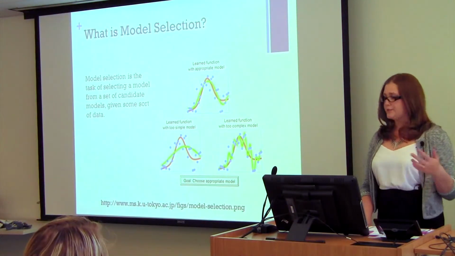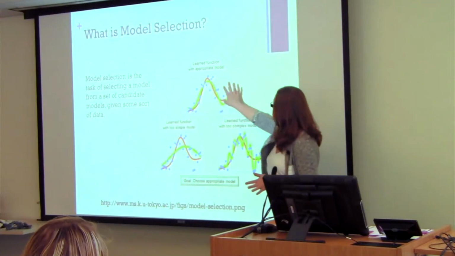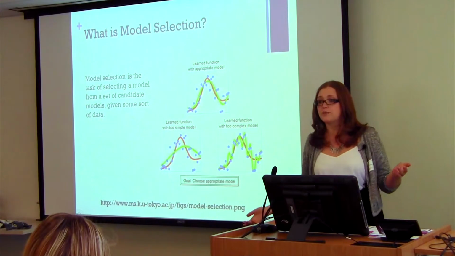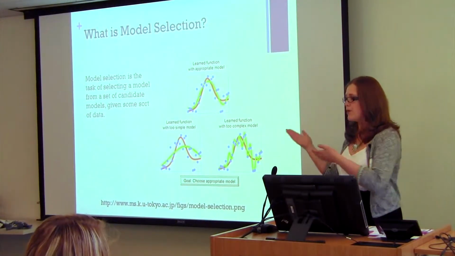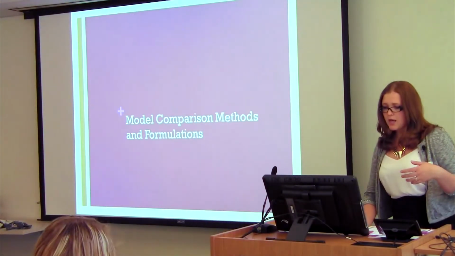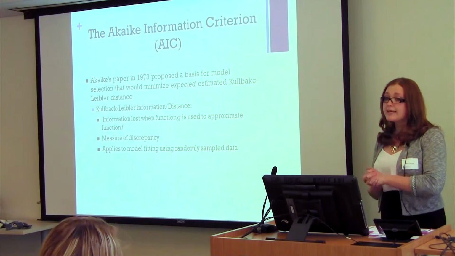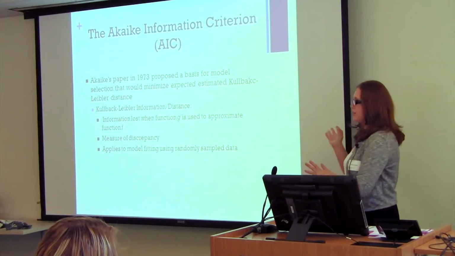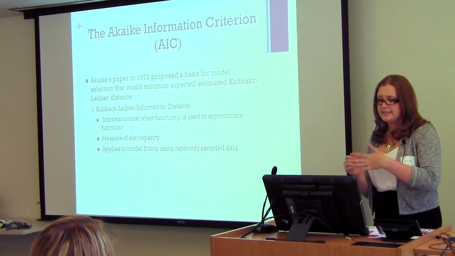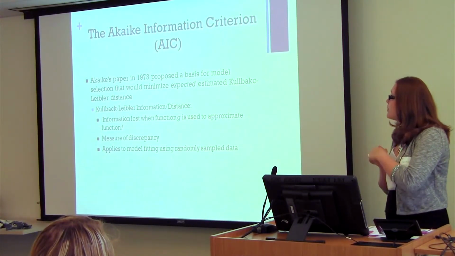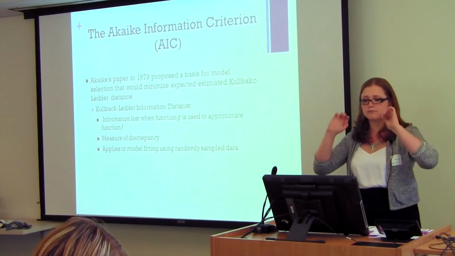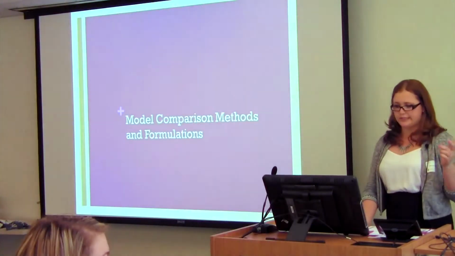So what is model selection? Imagine that you have these dots, and you have the green and the red model. Model selection is basically like, which model is better? Which model fits the data better? So that's, in a nutshell, what model selection is. And specifically, we looked at the Akaike information criteria, which I will be calling AIC from here on, because that's a mouthful. So in a paper in 1973, Akaike proposed this basis for model selection, which estimated the expected Kullback-Leibler distance. So what is that?